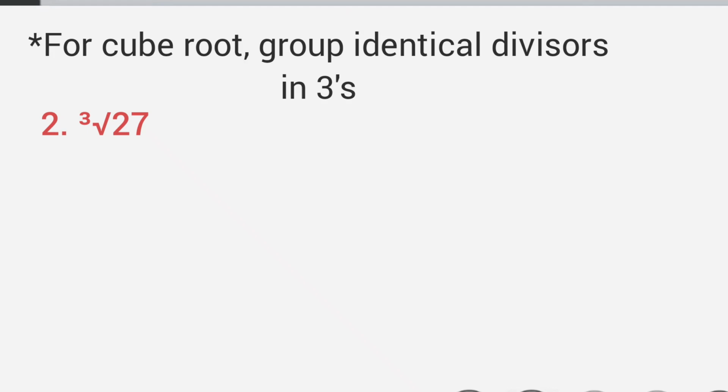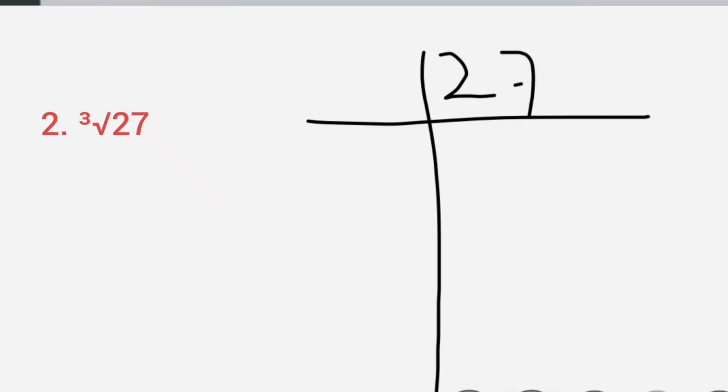Number 2, we have the cube root of 27. We are going to do the same thing, but this time we are going to group the divisors in 3's, and in the same way we are going to just pick one number in each group. So if you are to find the cube root of 27, what's the smallest number that can go into 27? And that is 3. So when we divide 27 by 3, what do we get? We get 9.